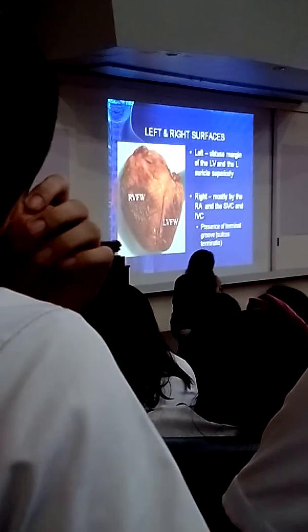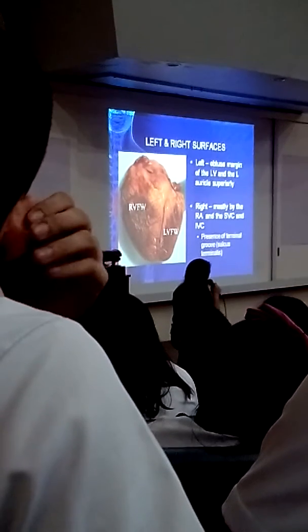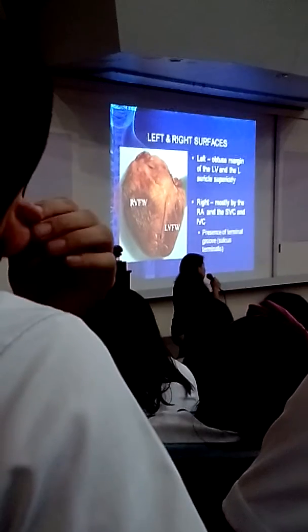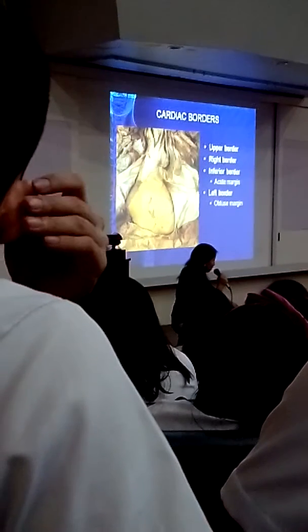Then the right pulmonary surface is formed mainly by the right atrium, whereas the left pulmonary surface is formed mainly by the left ventricle and to a slight extent by the left auricle. So it also forms the cardiac impression of the left lung.